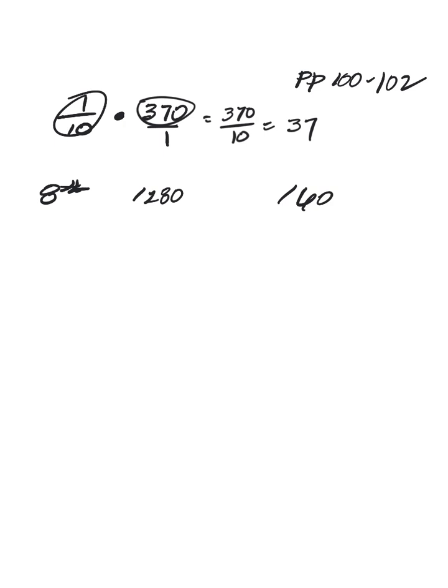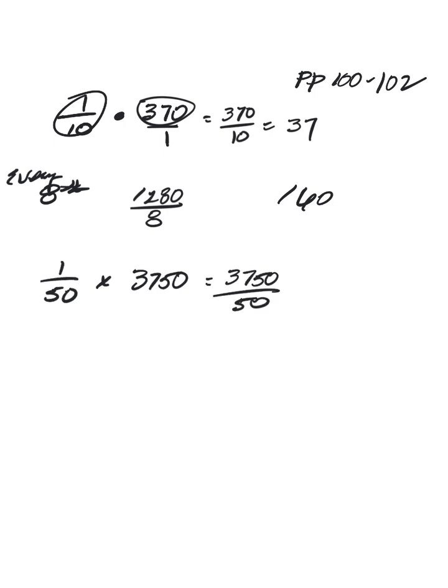So wherever it says every 8th, it says every 30th on number 6, that's when you divide. You take the 1280 divided by 8. Other than that, you're going to multiply. So like 1 in 50, you're going to multiply that by 3,750. Okay? And that'll be 3,750 divided by 50, and use your calculator and figure that out. I think you get about 75. So that's what you're doing for the practice problems there.